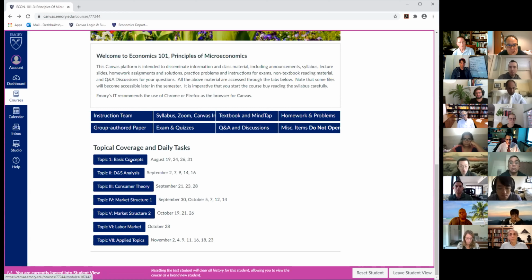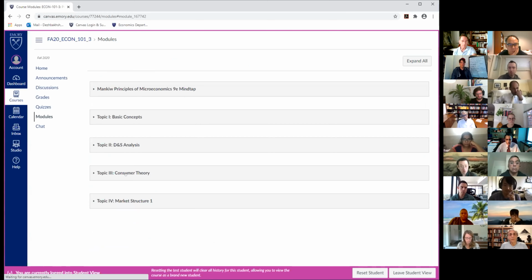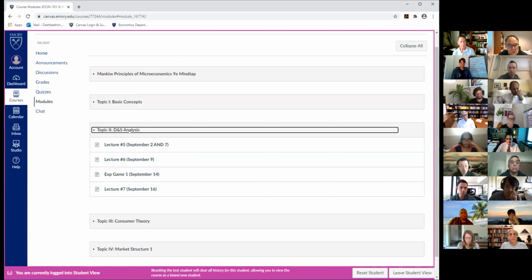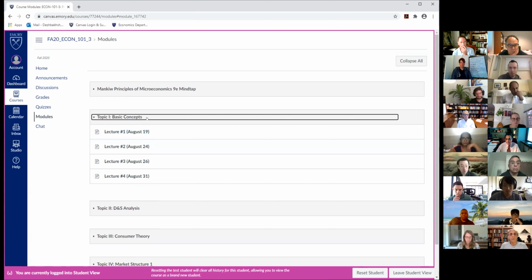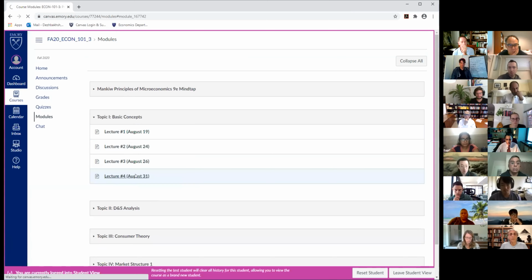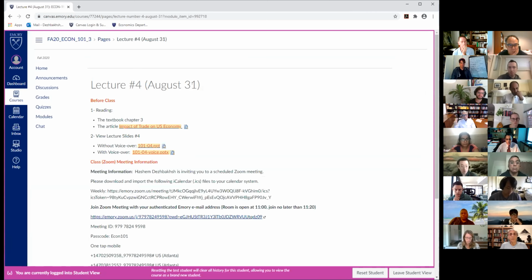Here is everything else they need. All they have to do is to figure out which day it is. Once you know the day, you click on the day, and let's say you go to here, and this opens up for them. These are lectures related to demand and supply analysis, where they discuss or lecture about basic concepts. And if this is August 31st, they click on August 31st, and all they need is here.